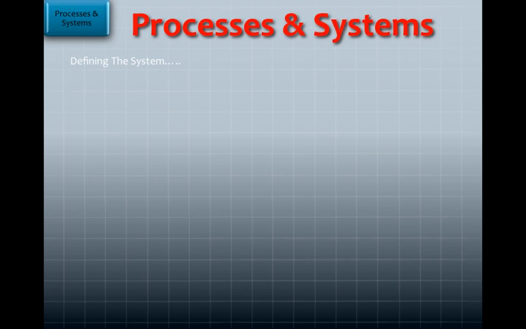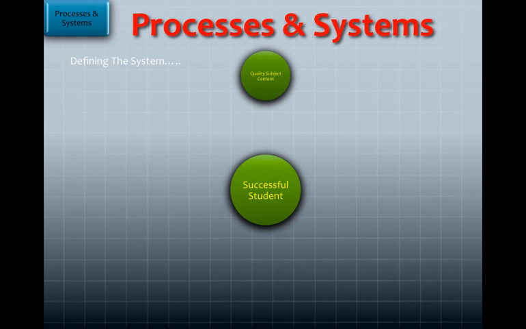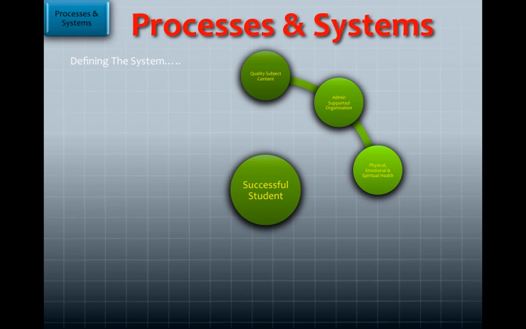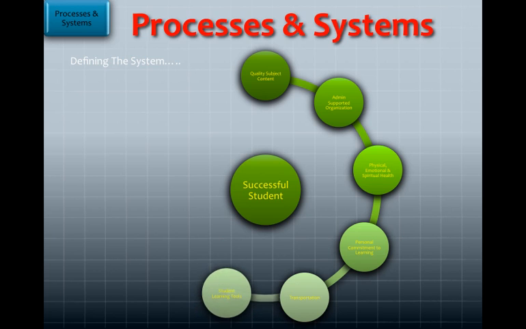Now let's take that same example a step further, and let's look at this successful student and the system that supports them. And then within that system, there's a quality subject content that's necessary. There are administrators and managers that support the organization on a consistent basis. There's a physical, emotional, and even spiritual health that's necessary in order to continue to allow the system to operate and function.